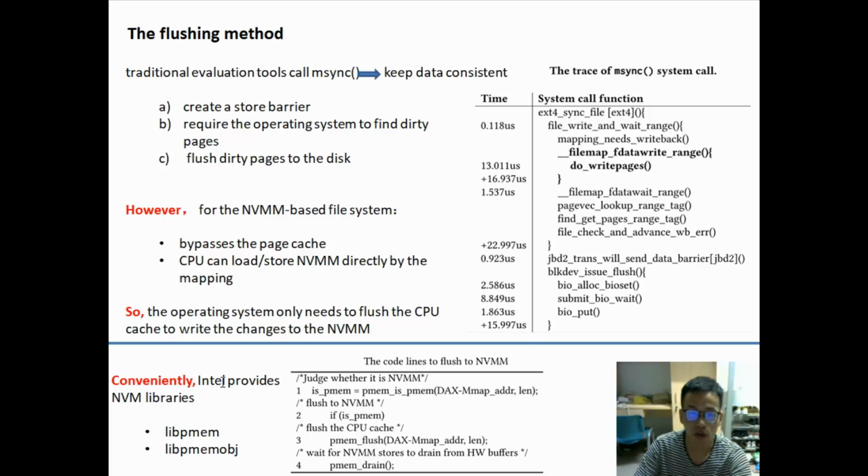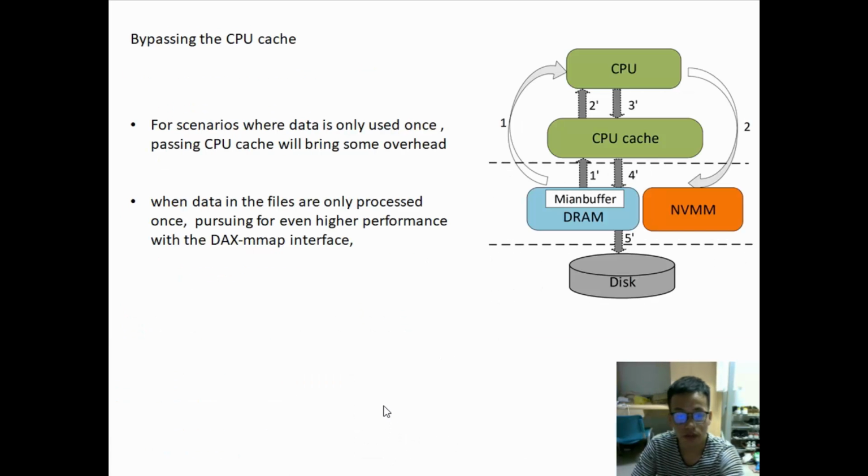Luckily, Intel provides NVM libraries. We mainly use two libraries in our benchmark tool. First, we check whether it is NVM. Then we flush the data in the CPU cache to NVM by calling pmem_flush. For traditional tools, the data flow is DRAM to CPU cache to CPU, then to CPU cache, and finally NVM. Without disk I/O, the DAX-mmap can shorten the data flow and achieve low latency.